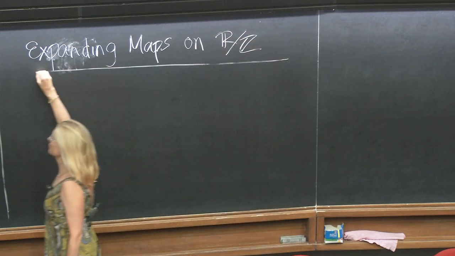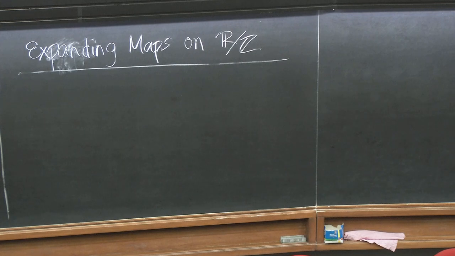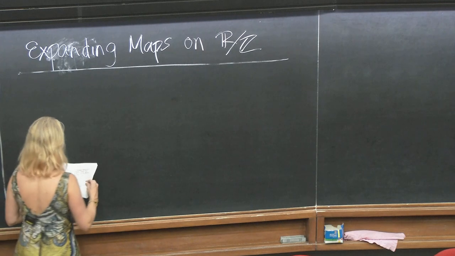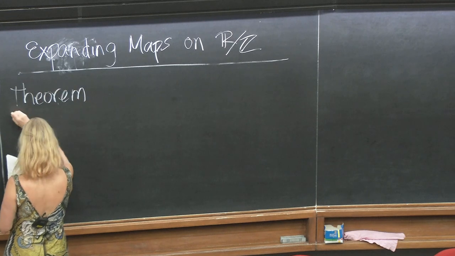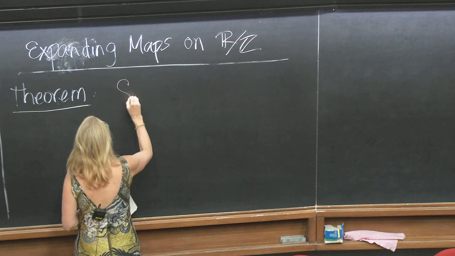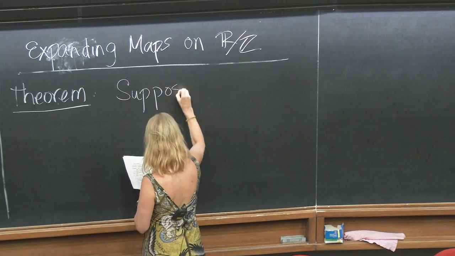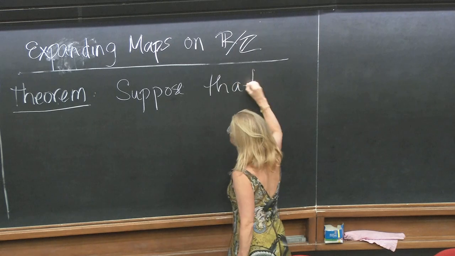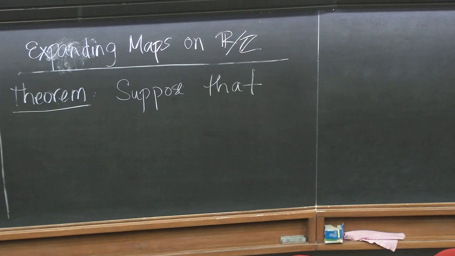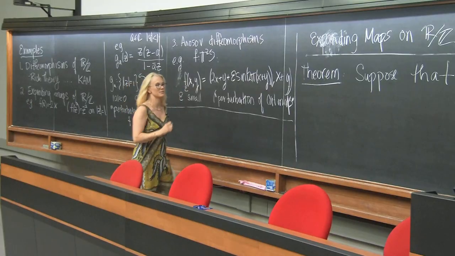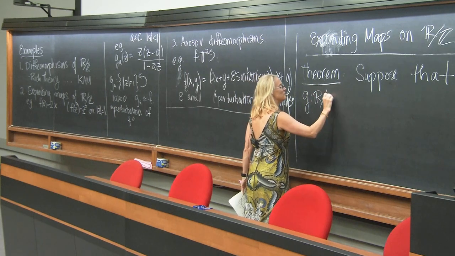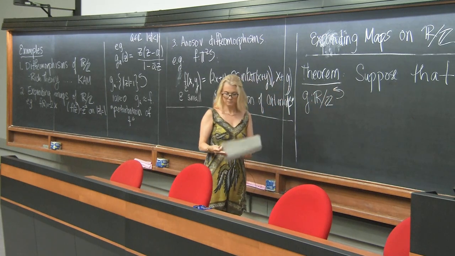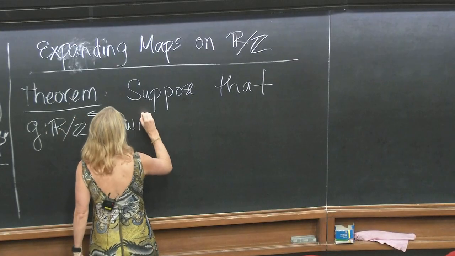Okay, so as I said, these maps, G sub A, are examples. So I'll state a theorem. Suppose that a map, I should call this F sub epsilon. Suppose that G is a map from R mod Z to itself with the following properties.